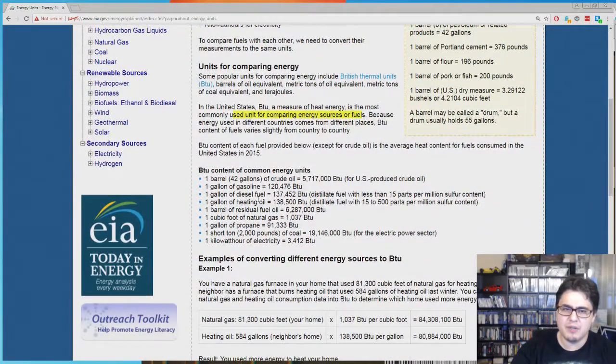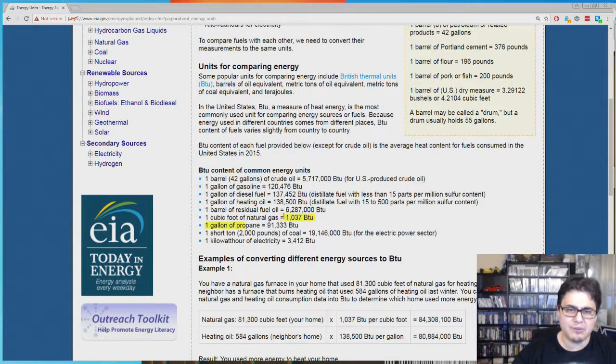So here are some common conversion factors: 1 barrel of gasoline, which is 42 gallons, is equal to 5.7 million BTUs, right? And then a single gallon is 120,000 BTUs. You've got diesel, heating oil, and so on. Just by here, we can see 1 gallon of gasoline has so many BTUs, and 1 gallon of diesel fuel has a little bit more BTUs. So for 1 gallon of liquid, diesel fuel actually has more energy stored in it than gasoline. And then heating oil has slightly more than diesel and more than gasoline, right?